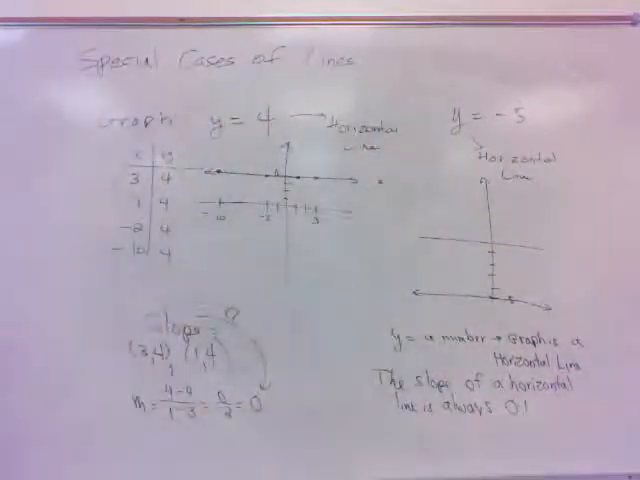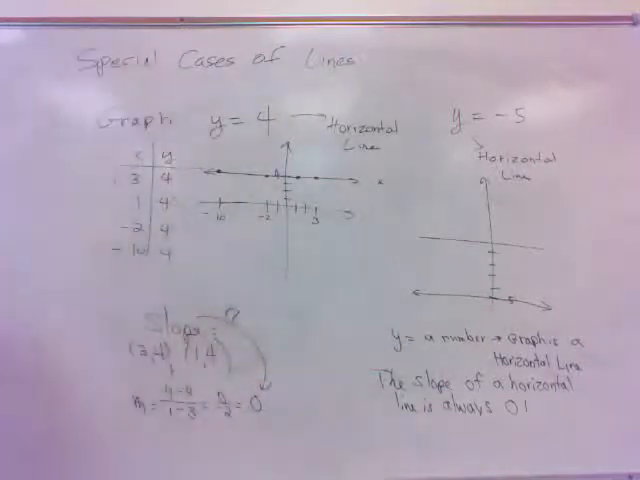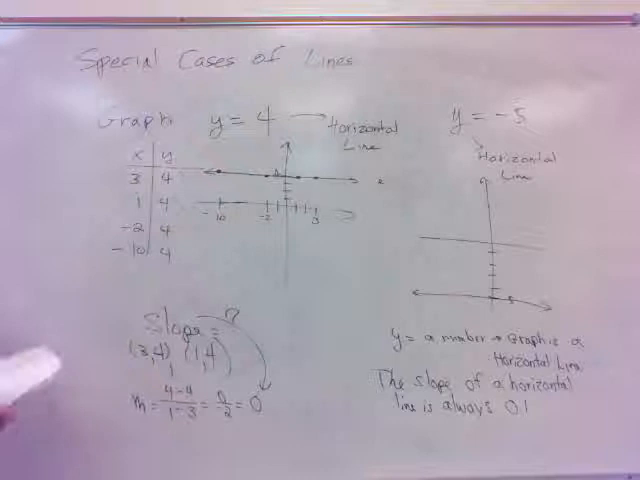Zero. Undefined vertical lines are undefined slopes. Horizontal lines, though, they're 0 slopes. Okay. All right.